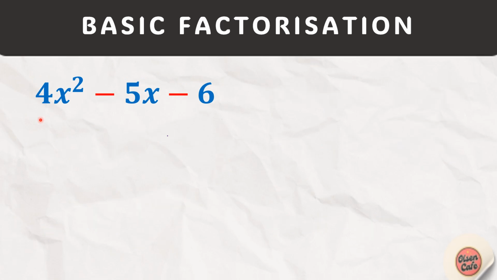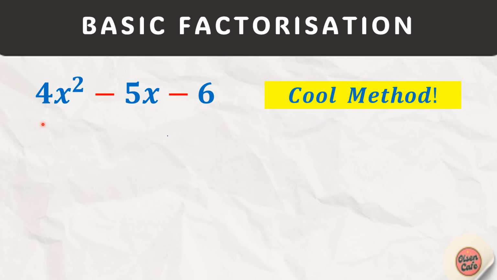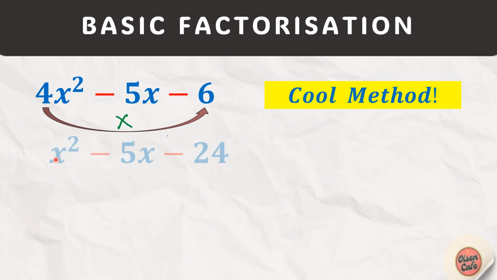Now let's take a look at the second example. Over here, you see that the coefficient of x squared is 4. So as mentioned earlier on, I'm going to show you a cool method to factorize. Some call this the AC method. AC stands for: I just take the coefficient of x squared, which is a, multiplied by the constant term, which is c. So putting these together, I've derived a quadratic expression with x squared minus 5x minus 24. Notice that now the coefficient of x squared is 1.